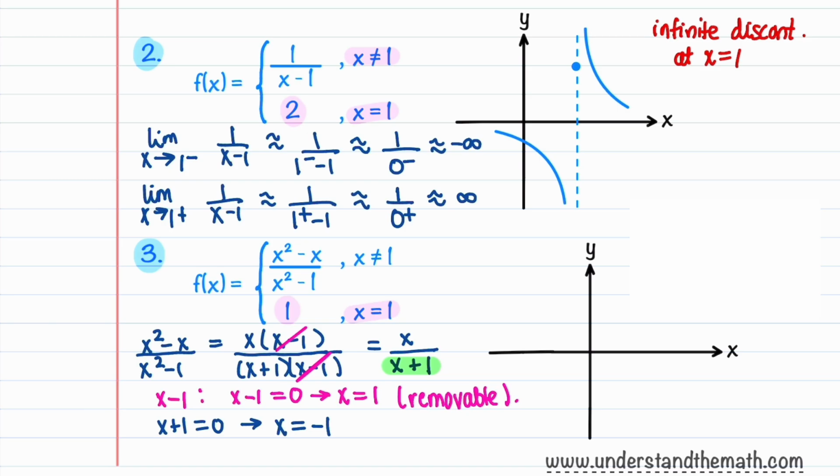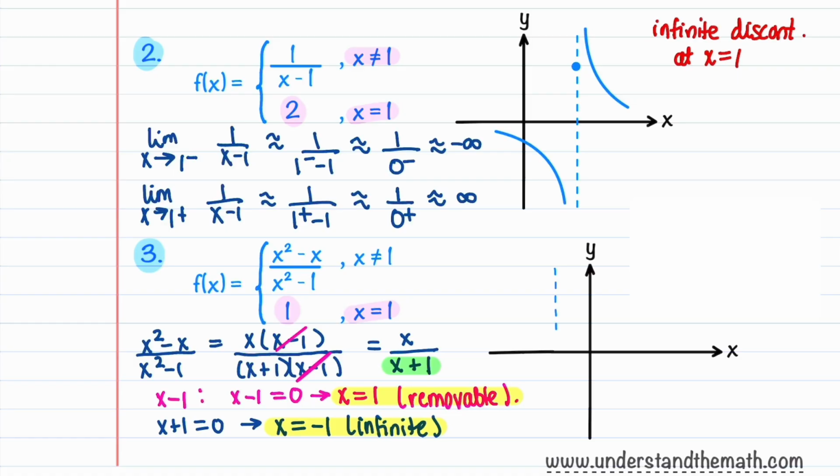Let's go down here to the bottom and write down that at x is equal to negative 1, we have an infinite discontinuity. And I'm going to go ahead and highlight these answers. We have a removable discontinuity at x is equal to 1, and we have an infinite discontinuity at x is equal to minus 1. Let's go ahead and graph this function just so that we can better understand this.